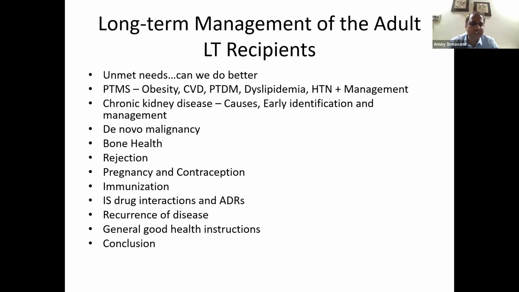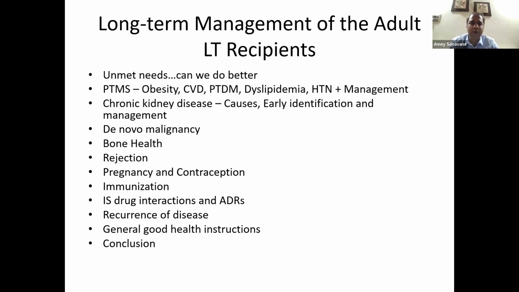Then we'll have a very few short slides about how we manage bone health, how we manage rejection, how we manage patients, especially female patients who have a liver transplant and who would eventually want to become pregnant. How do we use contraception for them? We look at some immunization protocols for patients who receive a liver transplant. The most important thing to know is about the immunosuppressive drugs, their interactions, their adverse events, which my previous speaker has already spoken a bit about. We look at recurrence of disease, why the patient was transplanted, and what is the chance that he might have the disease again. Then we look at certain good health instructions, and then we'll have a conclusion.